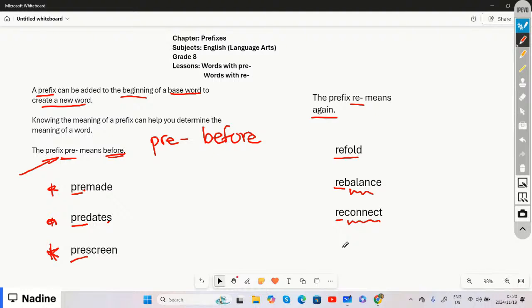So now we're going to aplusstudents.ca. Actually, before we go to aplusstudents.ca, let us look at a few more examples of the prefix pre and the prefix re. So can you think of a few examples with the prefix pre and the prefix re?